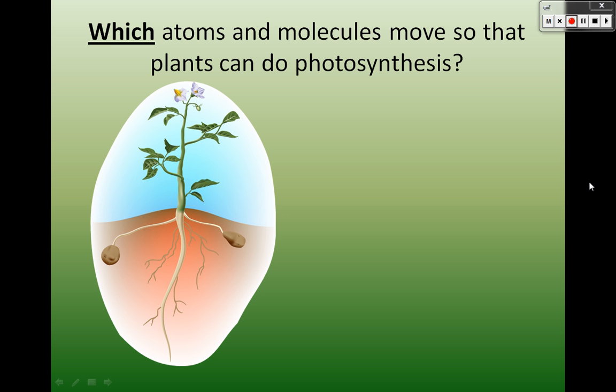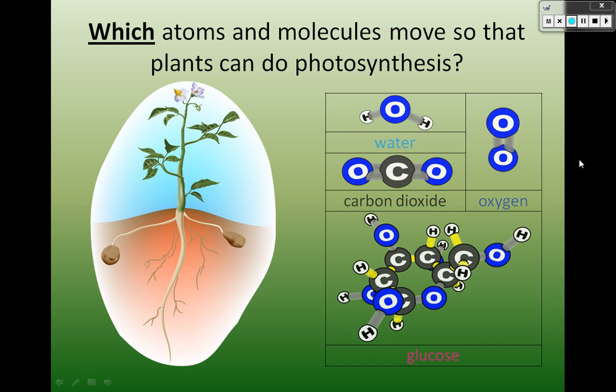So obviously when we're talking about photosynthesis, we're talking about plants, and we're talking about movement of atoms and molecules into and out of plants. So the question that we're always asking is which atoms and molecules move so that plants can do photosynthesis.